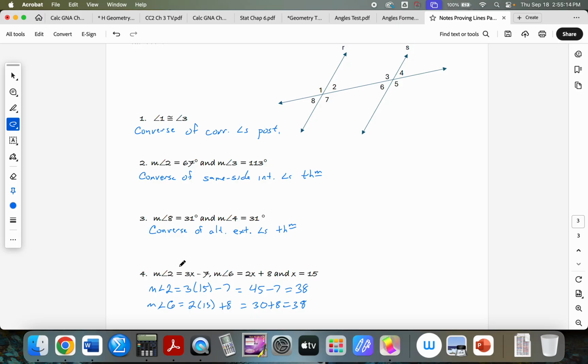What type of angles are angle 2 and 6? Alternate interior. Is congruent the relationship we want those to have? Yeah. So this is the converse of the alternate interior angles theorem.